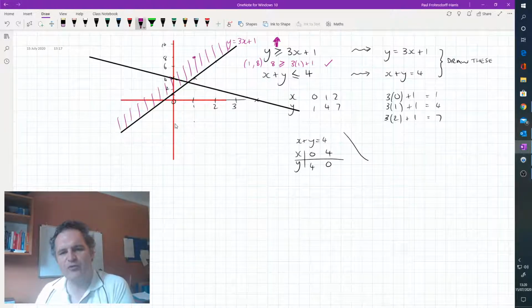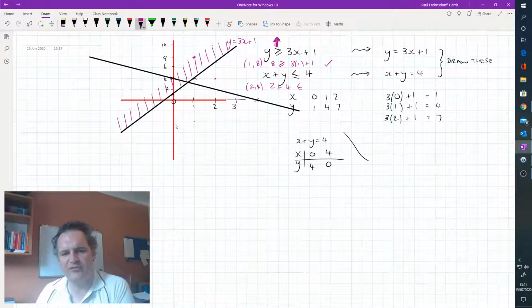Next, x plus y is less than 4. So we're going to choose a random point, 2, 4. At 2, 4, is 2 plus 4 less than 4? 2 plus 4 is 6. No, it's not. So therefore we don't want that side, which means we do want this side. So we do want the side which is here.